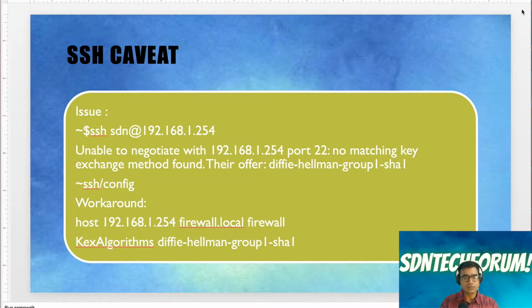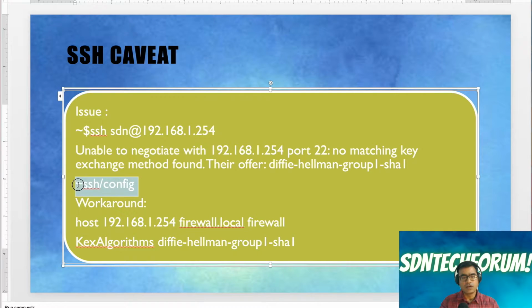And what is the workaround? The workaround is you have to edit the config file, ~/.ssh/config. Go to that file and append this: Host, your firewall IP address, firewall.local, firewall, and KexAlgorithms to enable DH1 support, and you are good to go. You can access your ASA remotely via SSH. All right, let me know if you have any issues.